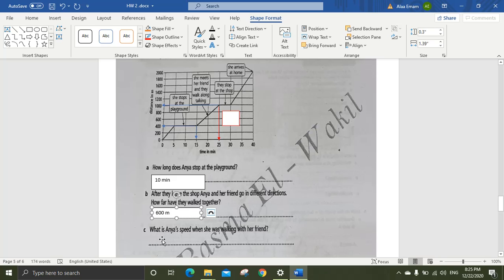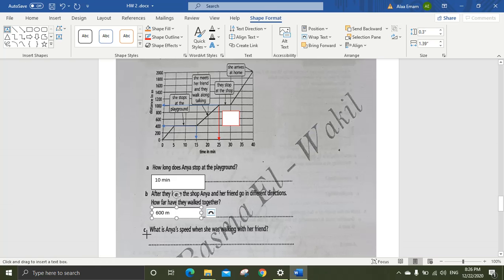Right? Now, what's Anya's speed when she was walking with her friends? You already get the distance in answering question B and the time in question A. However, this time is irrelevant, but you need the time at which the girls walk together. The time at which they walk together is actually from 15 to 25, which is 10 minutes. Now we have the distance, which is 600 meters, and the time, which is 10 minutes.